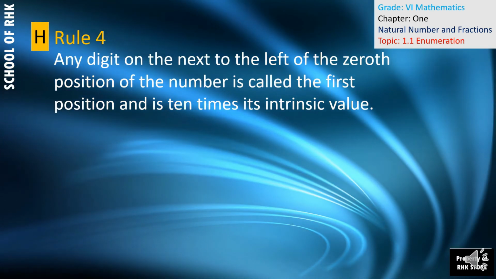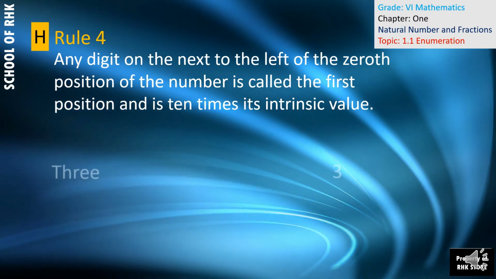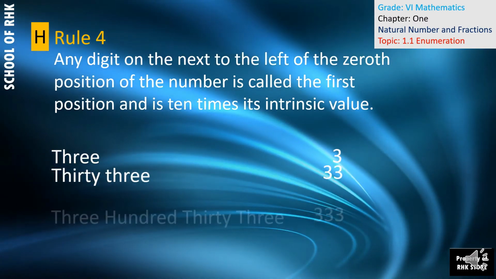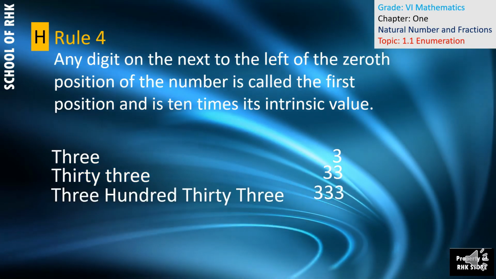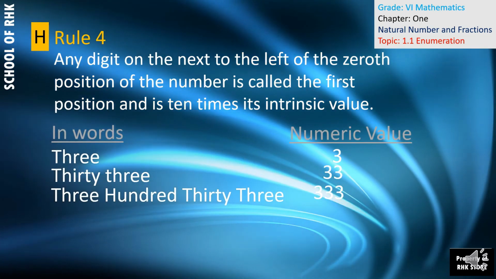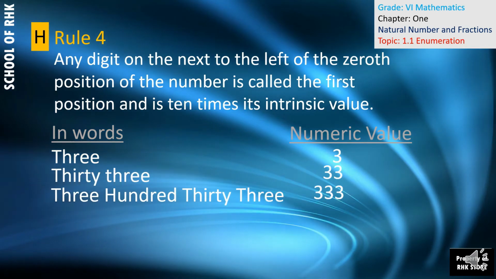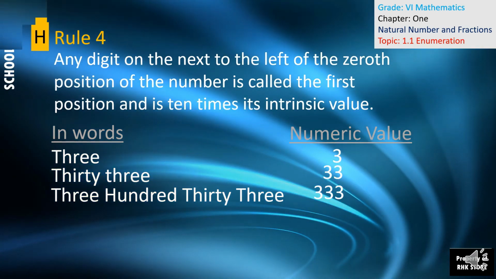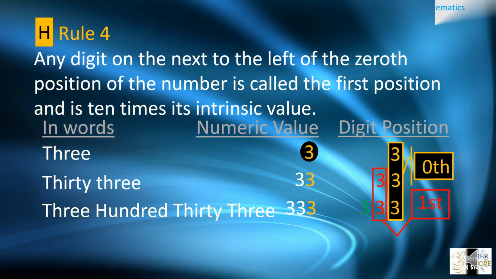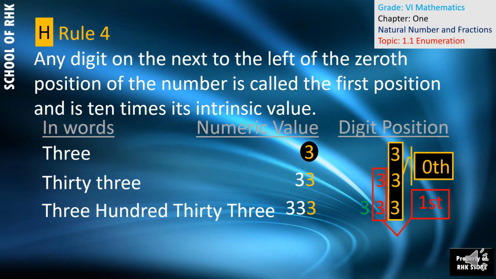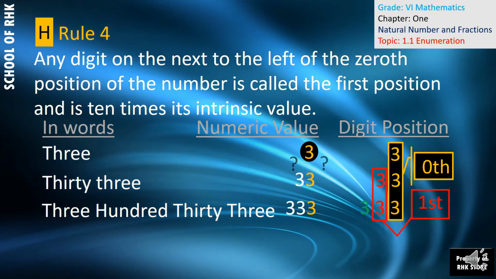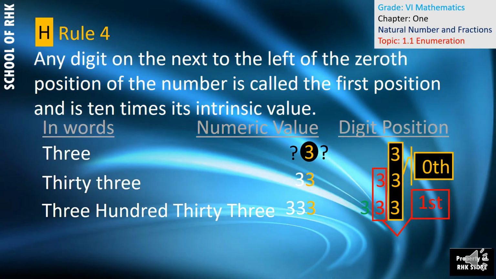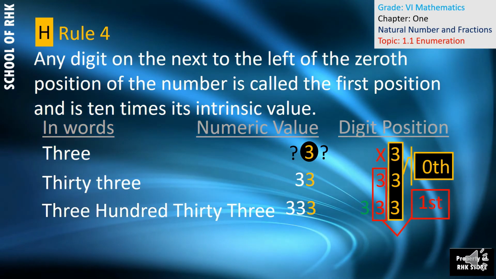Let's assume we have three numbers. The three numbers are 3, 33 and 333. We'll write the numbers first in words and then in digits. Since there is no other digit to the left or right of the number 3, its next to the left position, or the first position, has no digit.